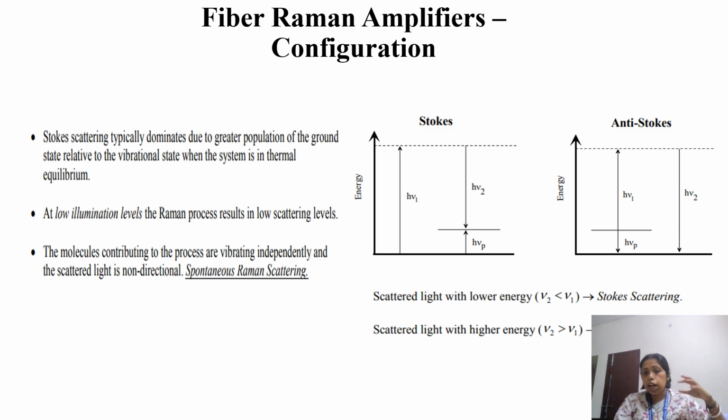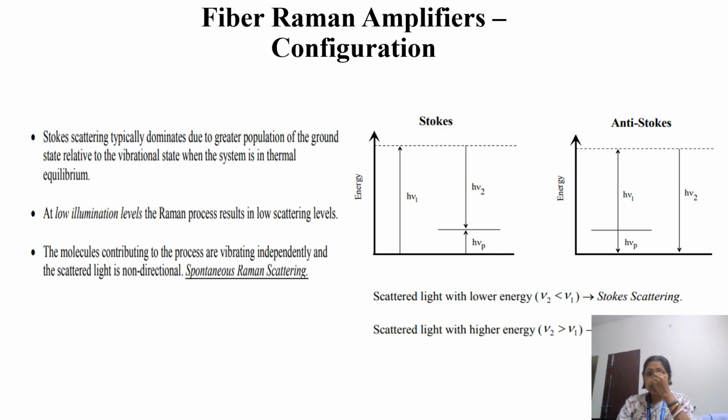Due to the vibration, with the help of the vibrational energy, nu 2 is less than nu 1. In the anti-Stokes, the emitted, that is the scattered, frequency is greater than the incident frequency. Here in the right-hand side diagram also, nu 2 is the scattered frequency, which is higher than nu 1. So based on the mechanism, we can divide the scattering in two different ways: one is the Stokes scattering, another is the anti-Stokes scattering.